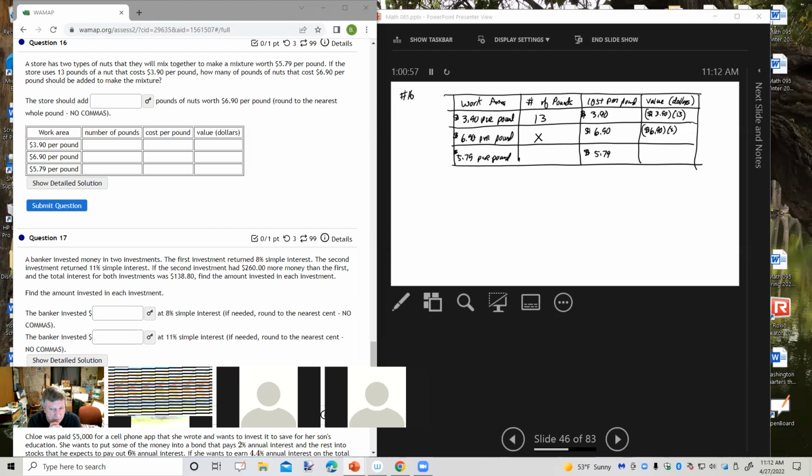We're not multiplying them. What are we doing? Adding them. So what would it be? 13 plus X. There you go. Or X plus 13. You see how we're adding them together, not multiplying them?